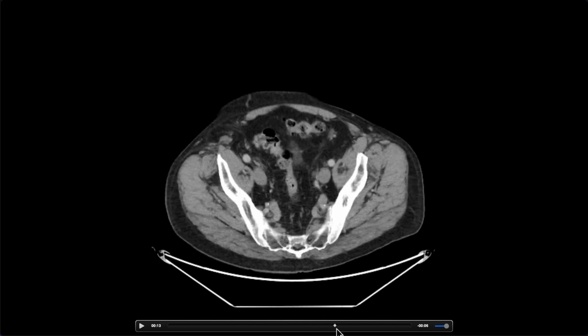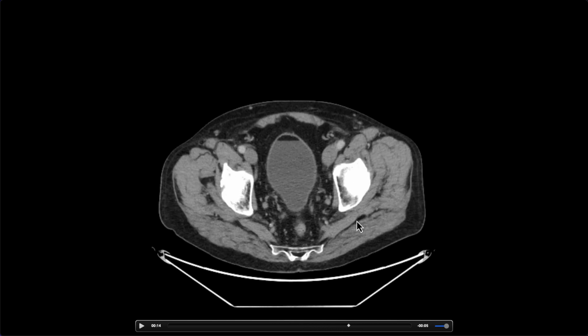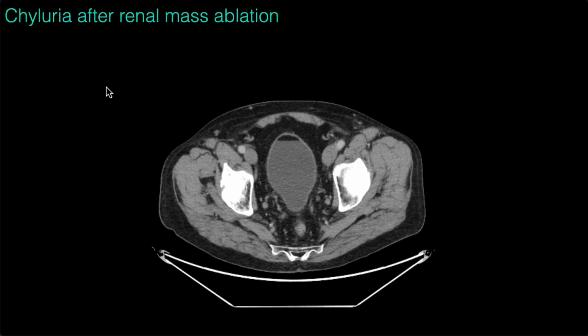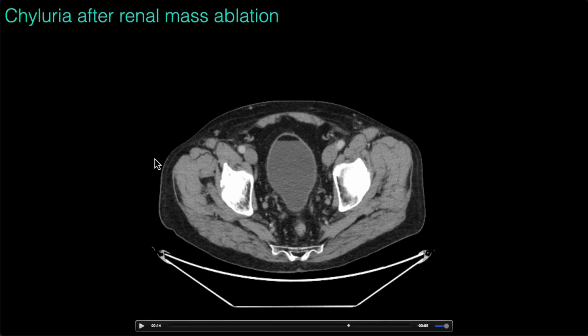And as we scroll down to the urinary bladder, we see a fat fluid level layering anteriorly. And this is commonly seen after renal ablation. This is called chyluria and is related to lymphatic disruption and leakage of chyle into the urinary system. It's benign, an incidental finding, and just what you'll see is that fat fluid level in the urinary bladder.